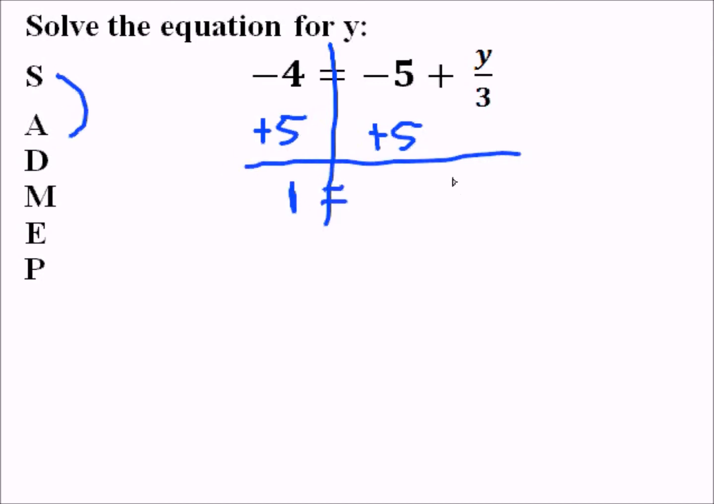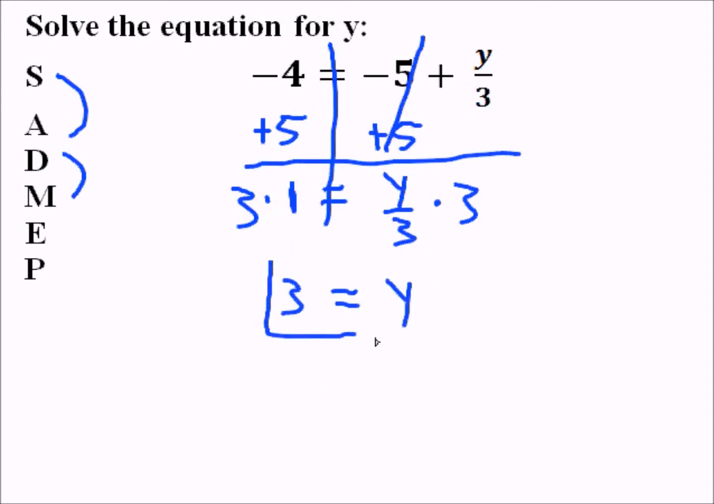1 equal to negative 5 plus 5 is 0, giving us y over 3. Then we would undo the division and multiplication by multiplying both sides by 3. 3 times 1 is 3, equal to y over 3 times 3 is just y, or 1y, and that should be our solution. 3 equals y.